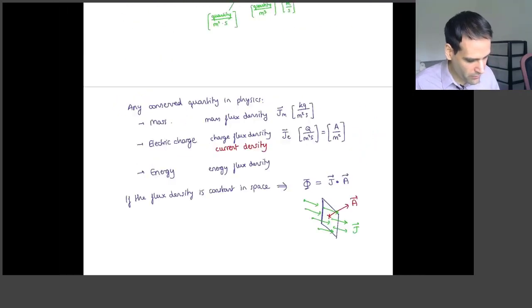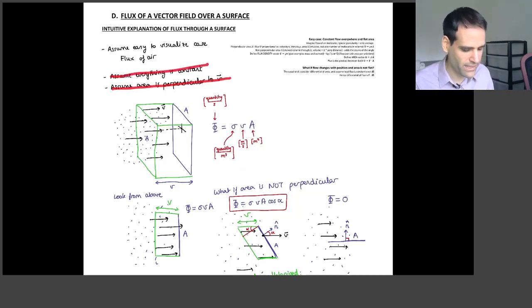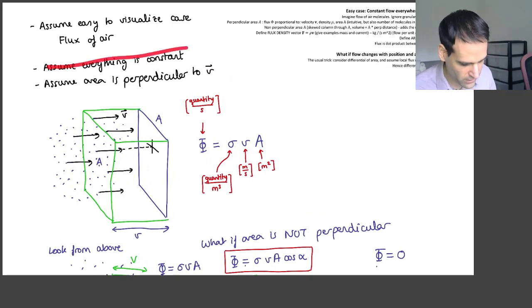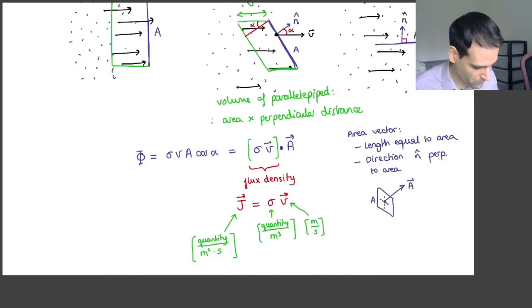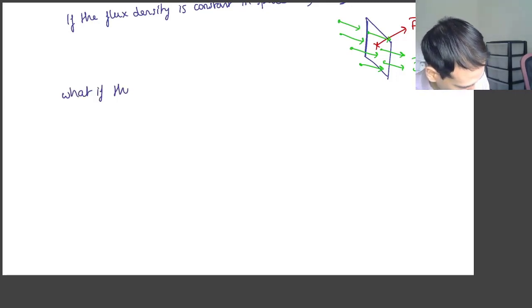So now finally we are ready to consider a case. So we already said that the area is not perpendicular. So now let's drop this assumption that everything is constant. What if everything is not constant? What if things are changing? Okay? So what if things are not constant?